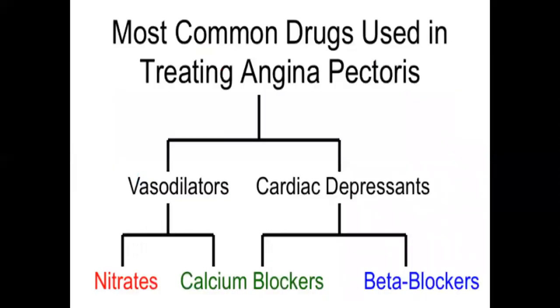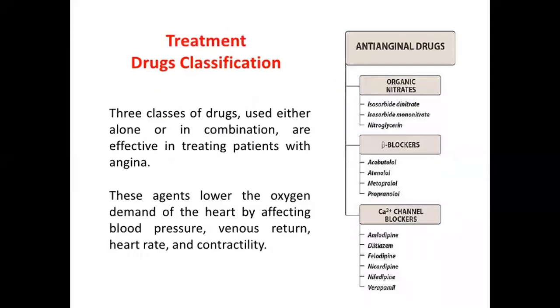These are the most common drugs used in treating angina pectoris, like vasodilators and cardiac depressants. Under vasodilators, nitrates and calcium channel blockers are there, and under cardiac depressants, calcium channel blockers and beta blockers are there. So three classes of drugs used either alone or in combination are effective in treating patients with angina. These agents lower the oxygen demand of the heart by affecting the blood pressure, venous return, heart rate and contractility.